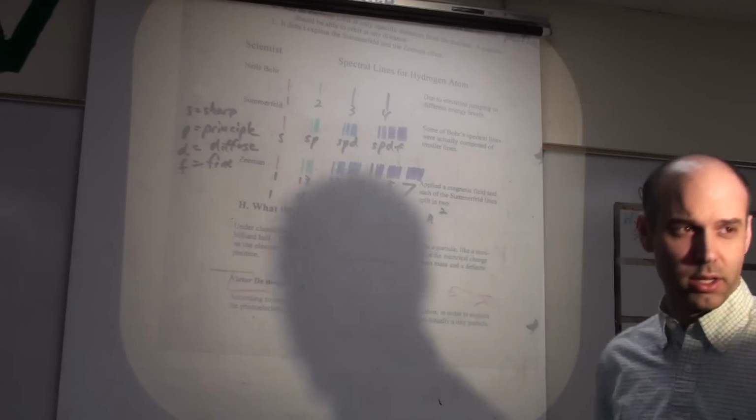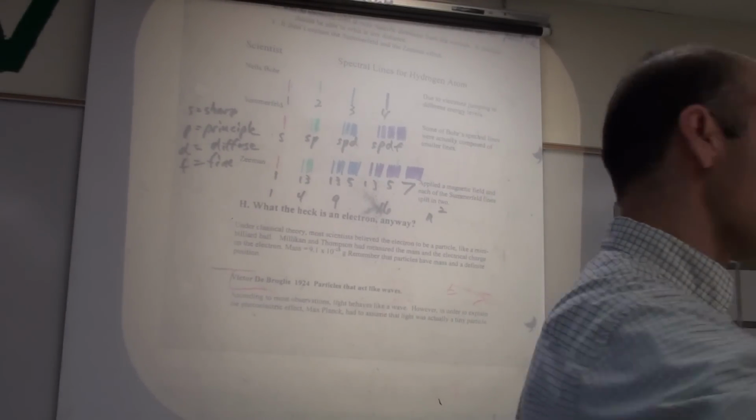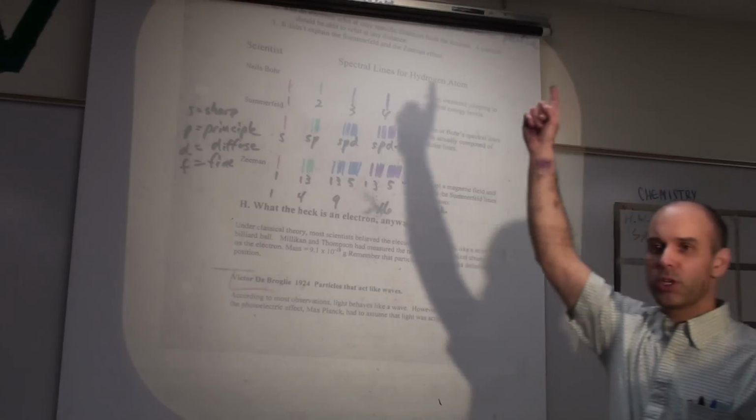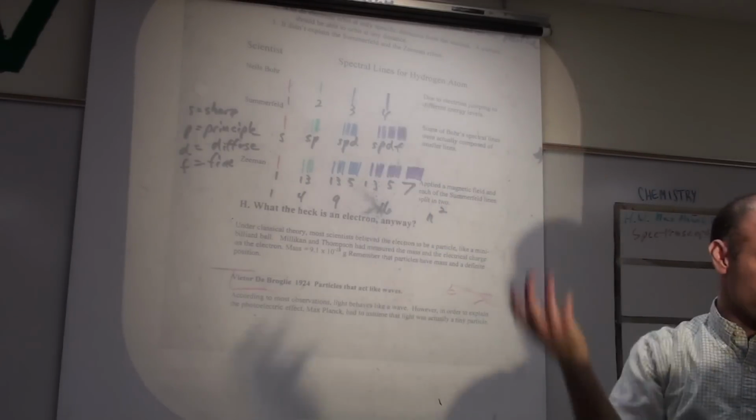So this takes us then to 1924, Victor de Broglie. De Broglie was studying the electron, just like a lot of these other guys at this time. And de Broglie was looking at Planck's work. And remember, Max Planck said that light, which is a wave, could be treated like a particle.